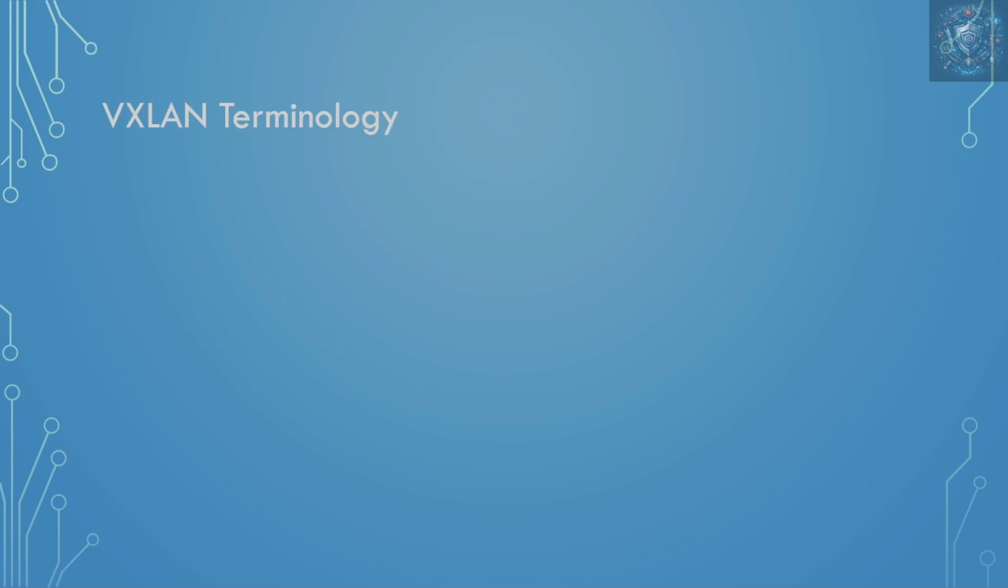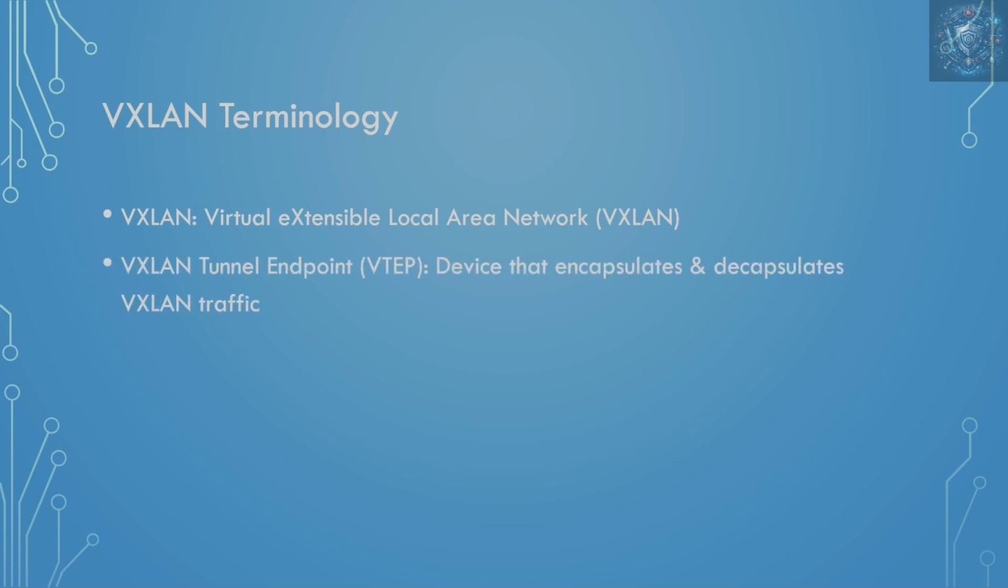We also needed to talk about some VXLAN terminology before we start talking about what VXLAN actually is. So first, VXLAN. It's Virtual Extensible Local Area Network. That's what it stands for. Next, we have VXLAN Tunnel Endpoint, or VTEP. And that's the device that encapsulates and decapsulates VXLAN traffic. Now, this can be a piece of hardware like a Cisco 9300, or it can be a piece of software or a virtual switch. No matter what that device is that is encapsulating and decapsulating that VXLAN traffic, that is the VXLAN tunnel endpoint.